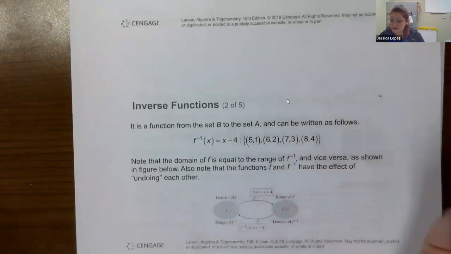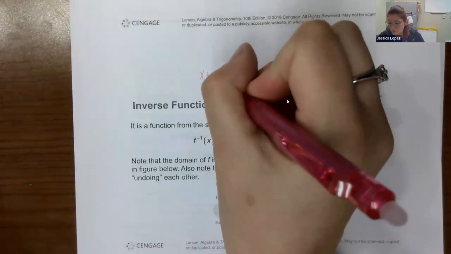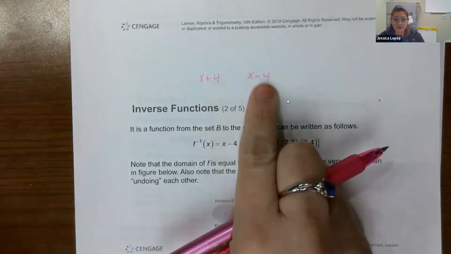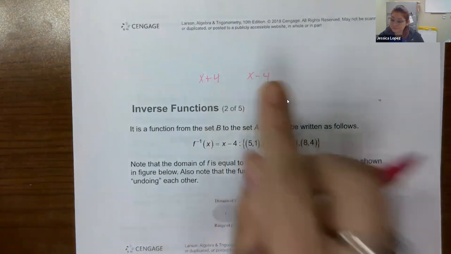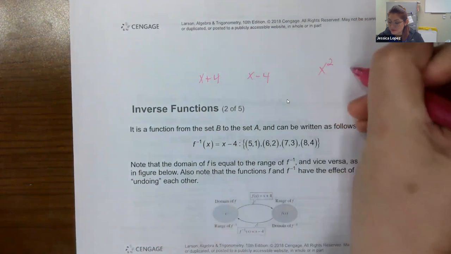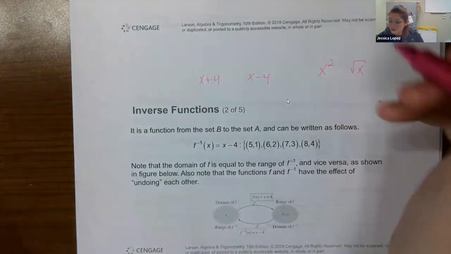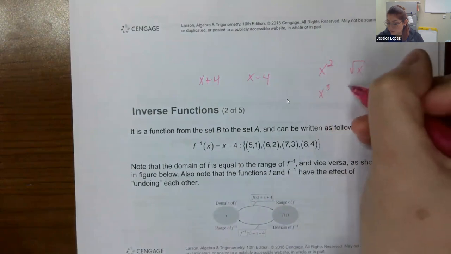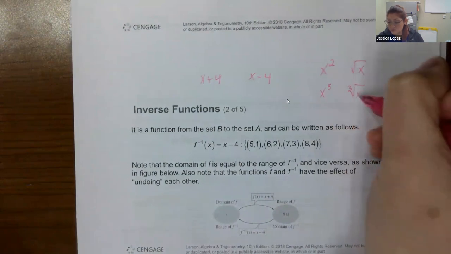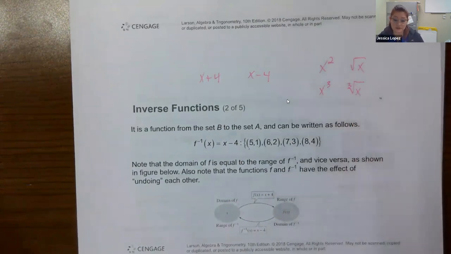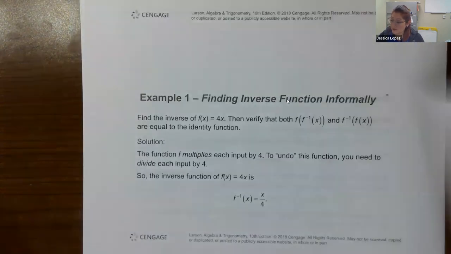Here, they're obviously showing me that if I add 4 and if I subtract 4, isn't adding 4 and subtracting 4 inverses of one another? What about if I square and then I square root? Those are inverses of each other. If I cube and then I cube root, those are inverses of each other. And then there's some other relationships that are not so obvious that are actually inverses of each other.